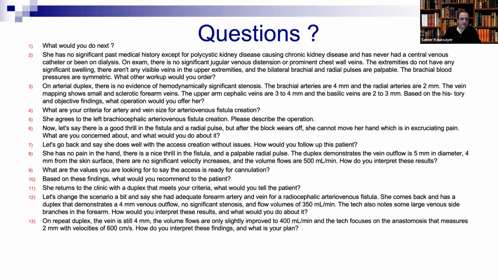On repeat duplex scan, the vein is still 4 millimeters. So you did that, and still the volume flow is only slightly improved to 400, as the technician focused on the anastomosis that measures 2 millimeter with velocity 600. So what's going on now? So now the patient has anastomotic stenosis, correct. Only 2 millimeter, because of the high velocity. Yes.